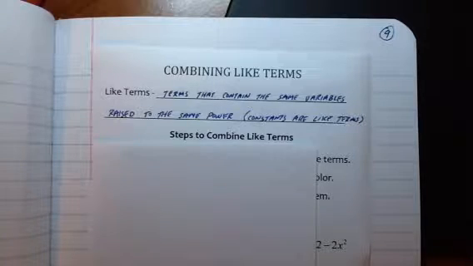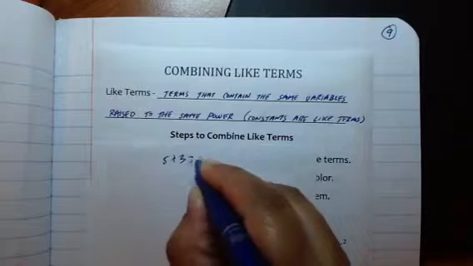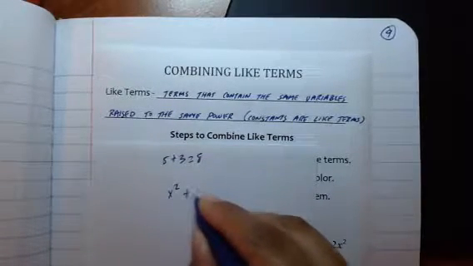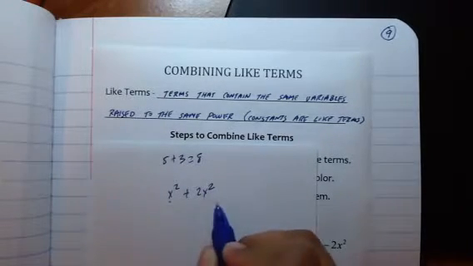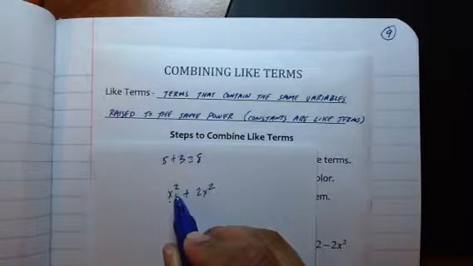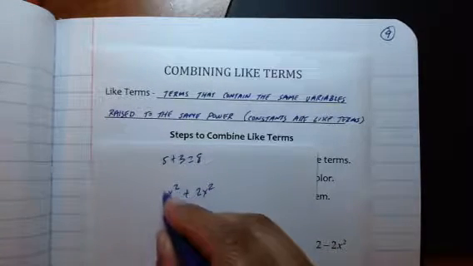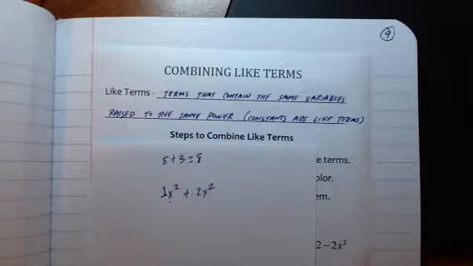Constants are like terms. So 5 plus 3 would be 8, or x squared plus 2x squared. Those are like terms because they have the same variable with the same base, with the same exponent. So remember, just a quick refresher, if you don't see a number in front of the variable, there's an imaginary 1.